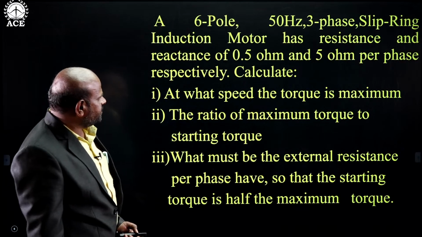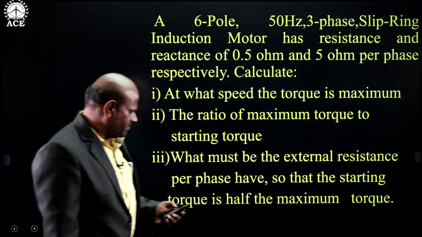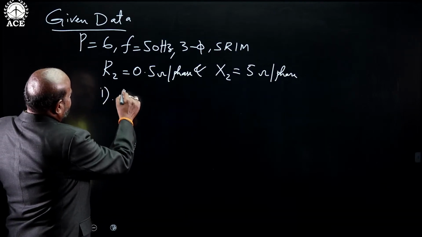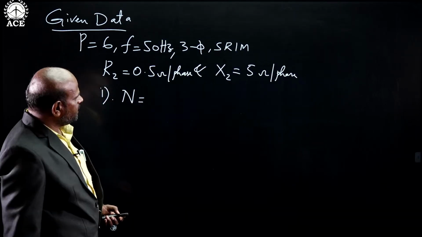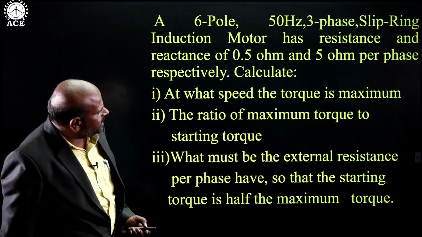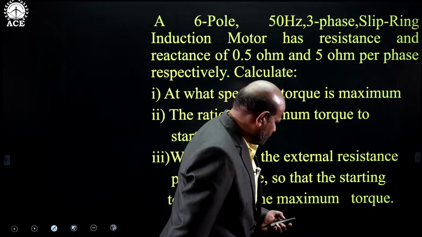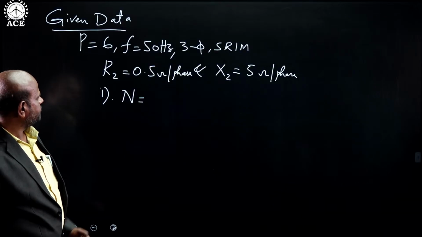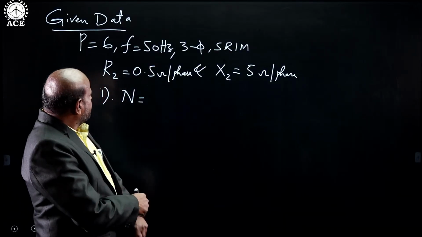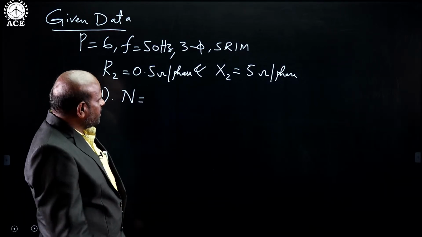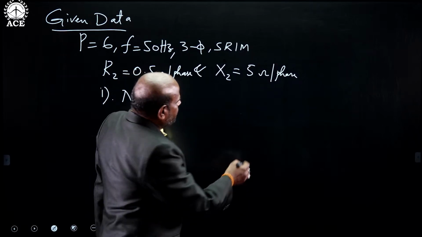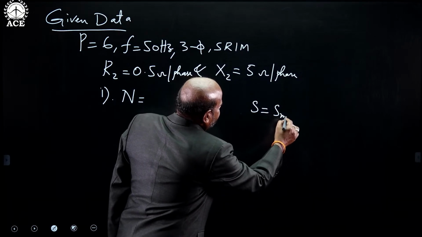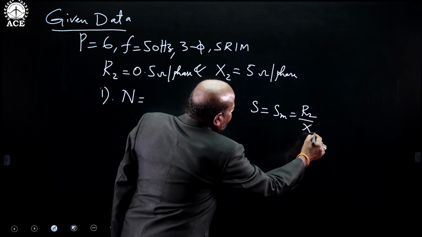Respectively. Calculate, first bit, at what speed the torque is maximum. It is asking what is the speed at which the torque is maximum. We know that maximum torque occurs at a slip of S max, which is nothing but R2 by X2.